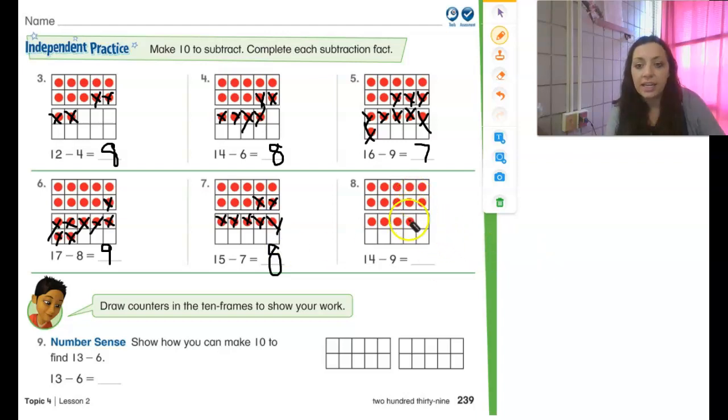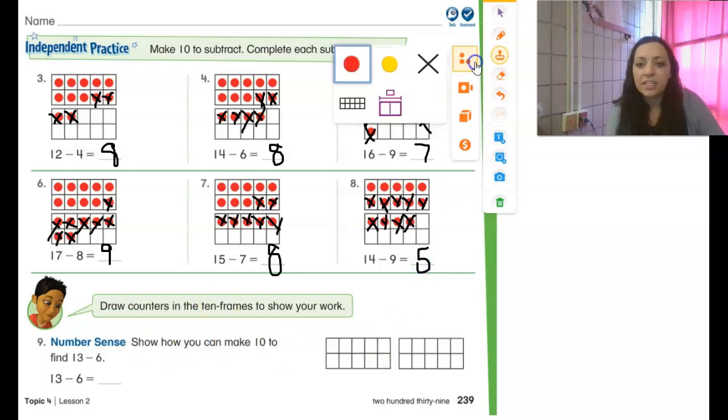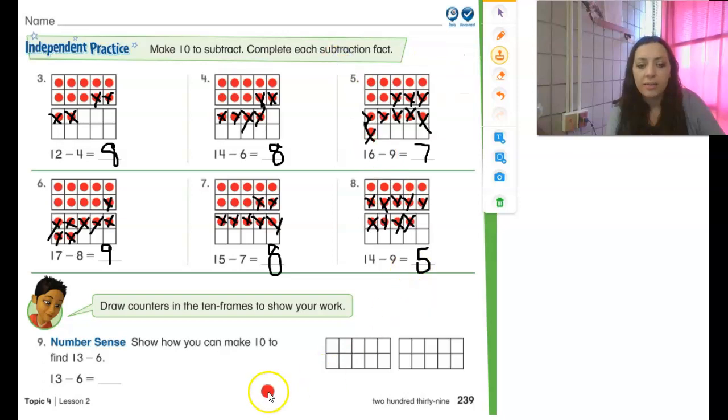I've got 10 and 4, which is 14, and I need to take away 9. So 1, 2, 3, 4, 5, 6, 7, 8, 9. So how many do I have left? 5. Very good.